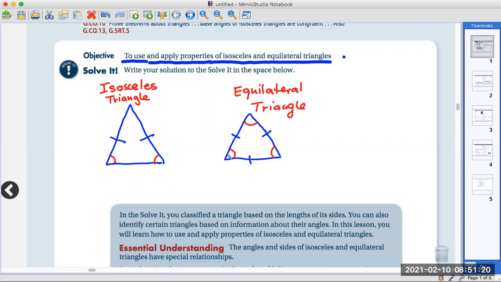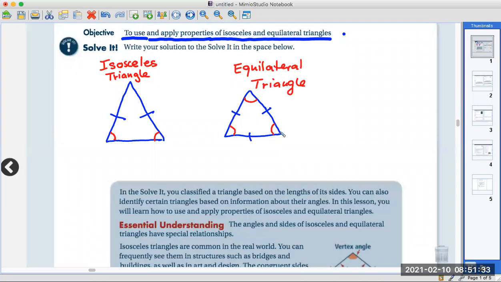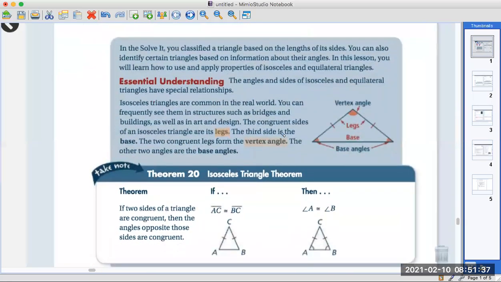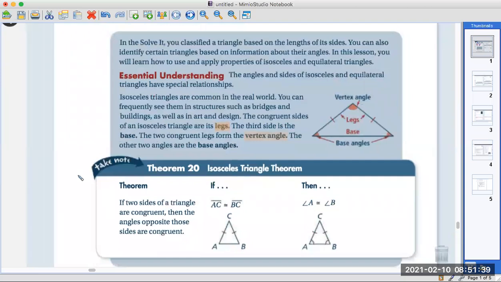So if you thought about it for a minute, you probably figured out that each angle has to measure 60 degrees in order for them to add up to 180. So in an equilateral triangle, all angles equal 60 degrees always. And I think that's coming up at the end of this lesson, so I'm not going to write that down.